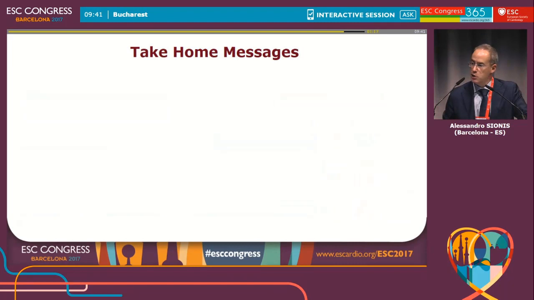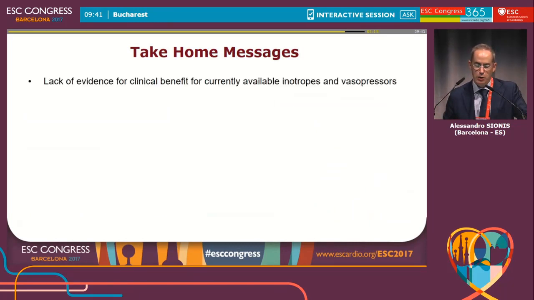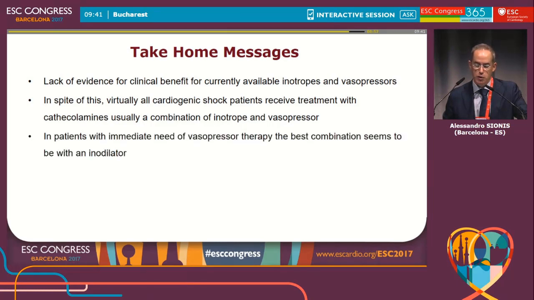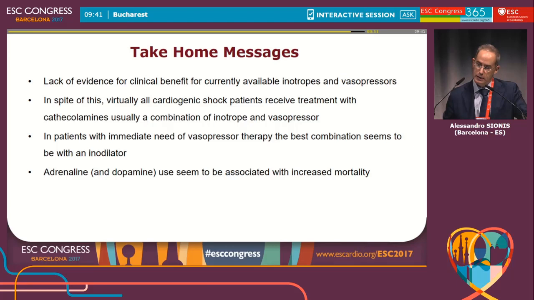So my take-home messages, ladies and gentlemen, are: we have a lack of evidence for clinical benefit for currently available inotropes and vasopressors. In spite of this, virtually all cardiogenic shock patients receive treatment with catecholamines, usually a combination of an inotrope and a vasopressor. In patients with immediate need of vasopressor therapy, the best combination seems to be with an inodilator. Adrenaline and I think also dopamine use seem to be associated with increased mortality.